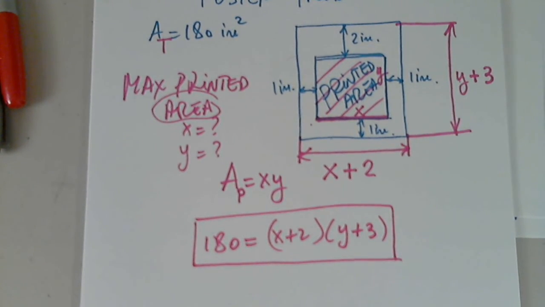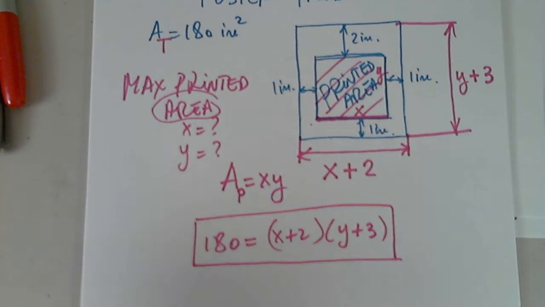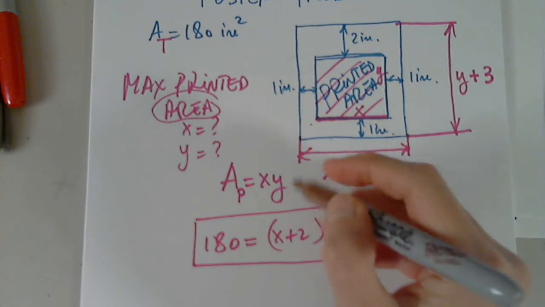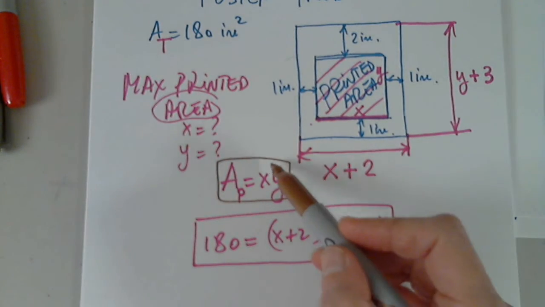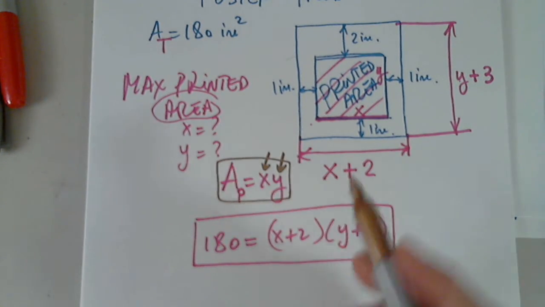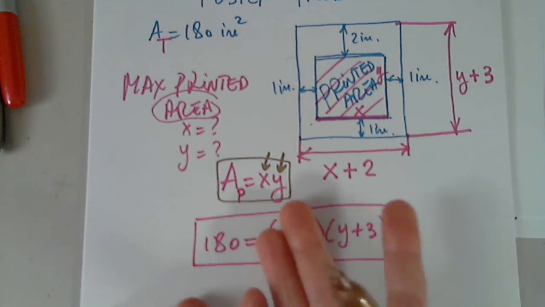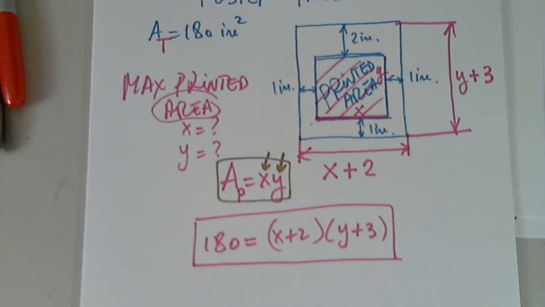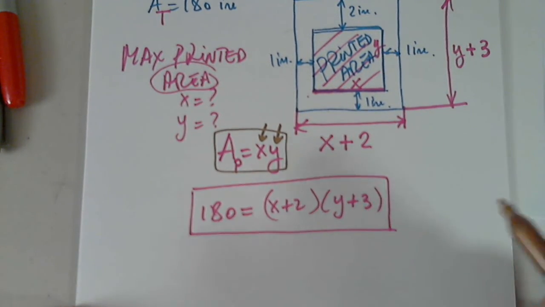So the total area of the poster is base times height, X plus 2 times Y plus 3. Okay, this is my target, but I have two variables in here. I can't have two variables. So this equation will help me eliminate one of the two. Now let's see what we get. And from here, I will solve for either X or Y, whichever is easier.